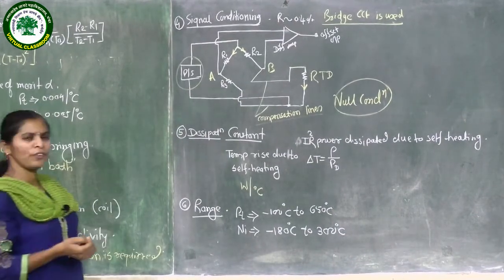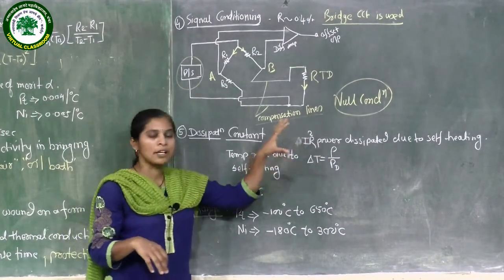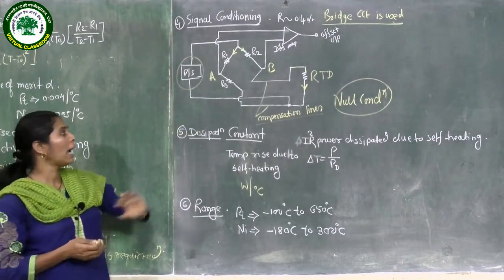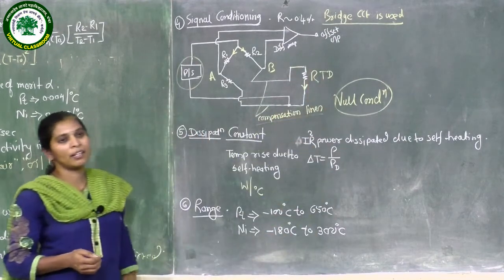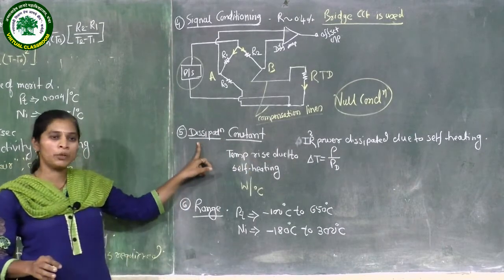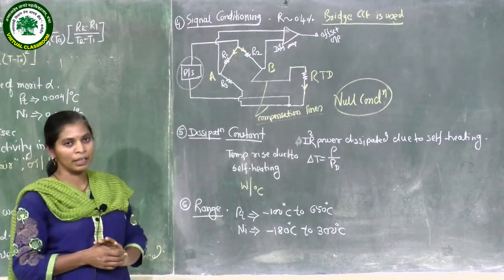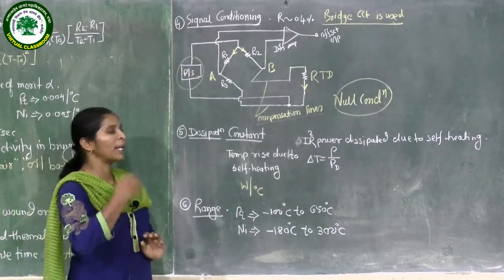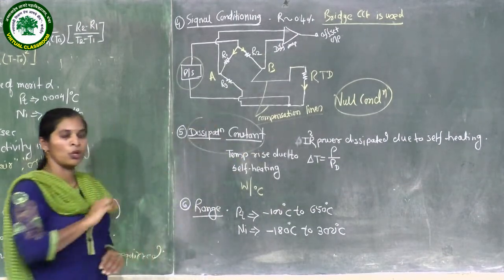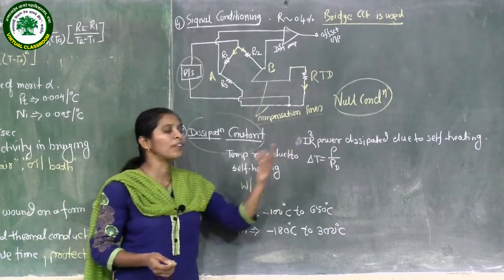Now if there is self-heating, then unnecessarily the temperature will rise there, which will bring some error, or a false reading will be shown by our RTD. As a result, this offset output will get disturbed, which we don't want. Therefore the dissipation constant also becomes important, that is, I square R is the power dissipated due to self-heating. So when we are making more and more accurate temperature readings using this RTD, we have to consider the dissipation constant, that is, how much self-heating is taking place due to I square R.